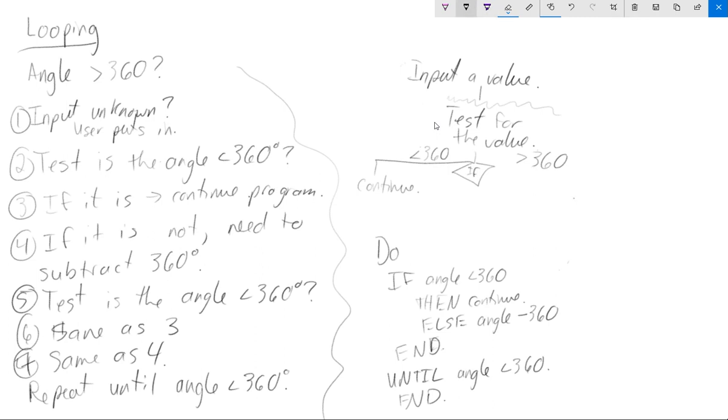So in return now, instead of doing it that way, what if we did while? So the person inputs their things. So while angle is, because I'm testing first, greater than 360, repeat is what we use for while. Repeat angle minus 360, and then end.